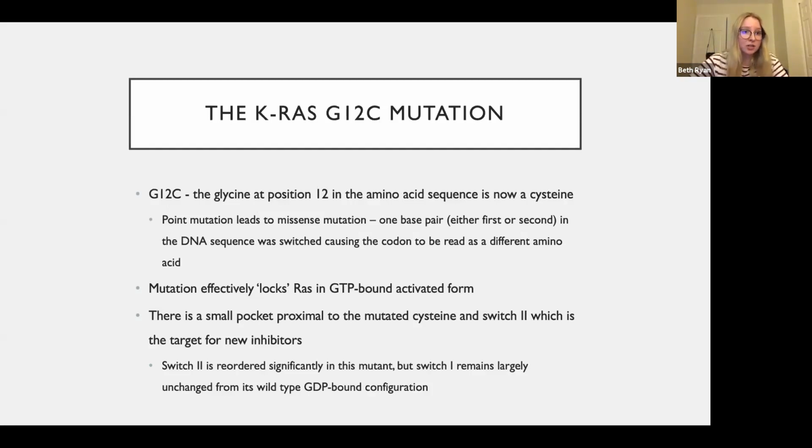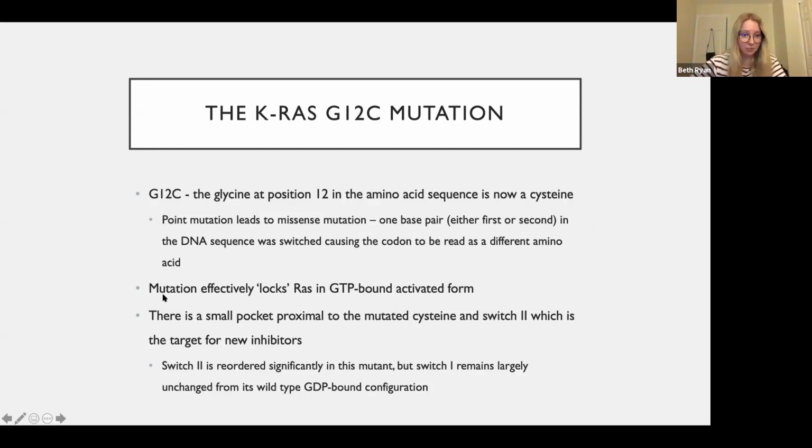A point mutation is in the DNA itself. The missense mutation happens during translation. So one base, either the first or the second, because the third is called the wobble base, was switched. If the third changes, sometimes it doesn't actually change the amino acid. Here, the switch caused the codon, that 3 base sequence, to be read as a different amino acid, causing it to switch to cysteine.